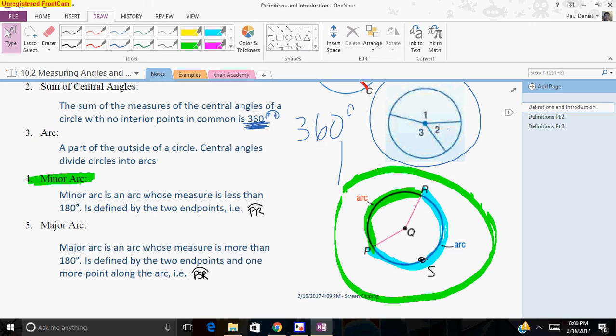The reason I have to add in a third point when I'm talking about a major arc, and why I don't include a third point when I'm talking about a minor arc, is so that I know in which direction I am going. It is possible to define a minor arc as using more than two letters. That's just not standard. Okay.